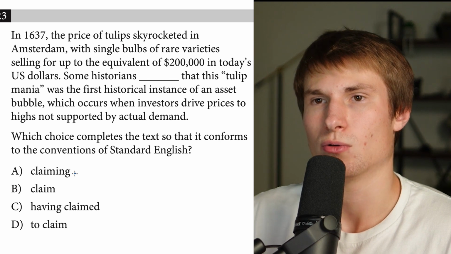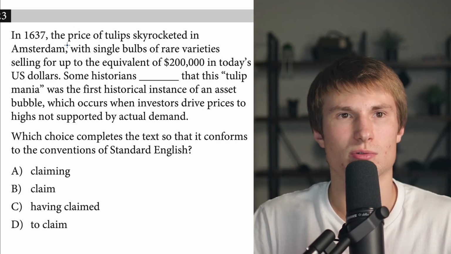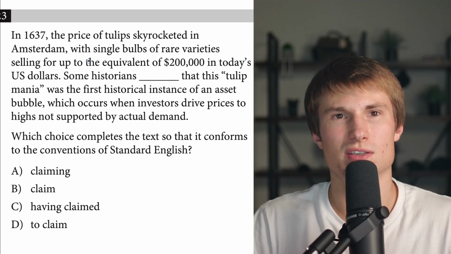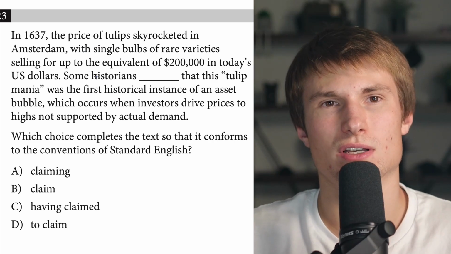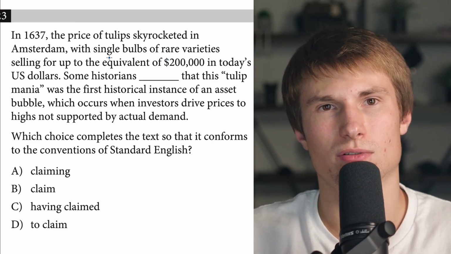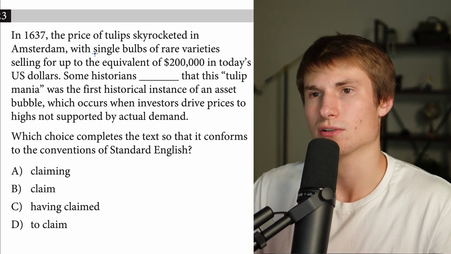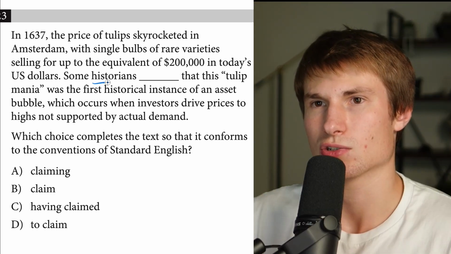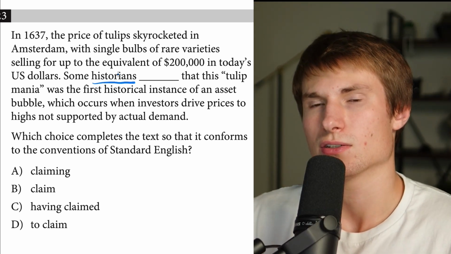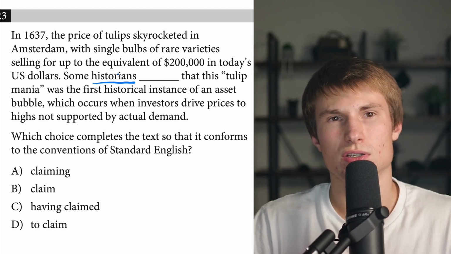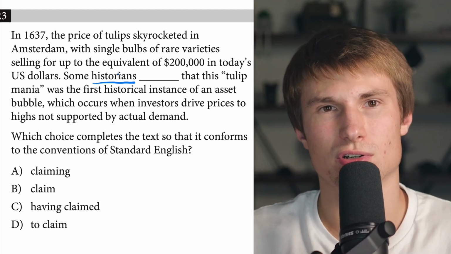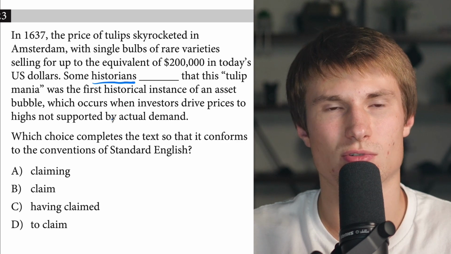And I also want to know what tense I'm in. So let's go ahead and go through number 23. In 1637, the price of tulips skyrocketed in Amsterdam, with single bulbs of rare variety selling for up to the equivalent of $200,000 in today's US dollars. Some historians blank, okay, so we got historians as our subject, that this tulip mania was the first historical instance of an asset bubble, which occurs when investors drive prices to highs not supported by actual demand.